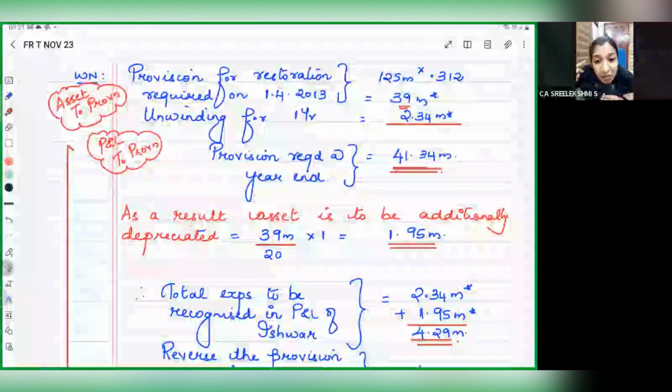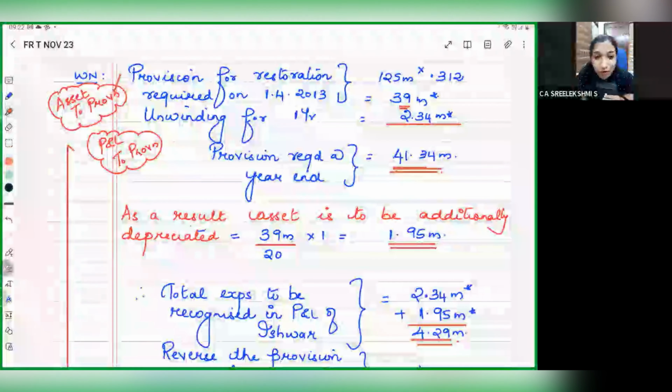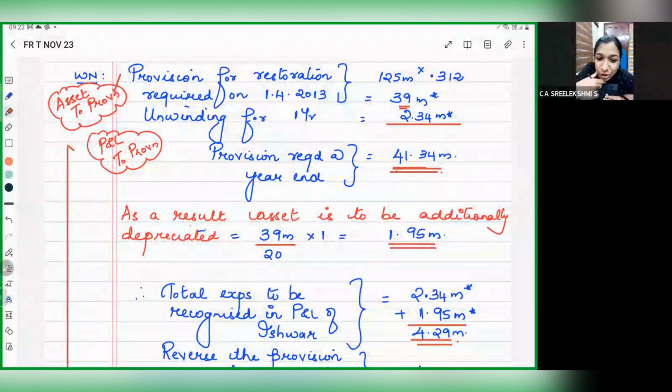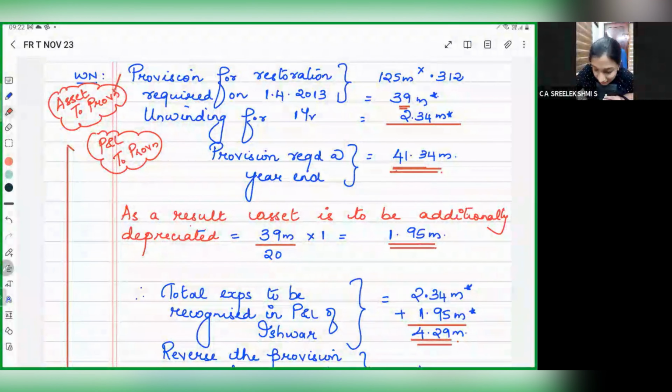39 million should have been capitalized. Entry should have been asset to provision and not P&L to provision. Asset to provision entry should have come, 39 million. Are you clear? Asset to provision entry should have been passed, 39 million, on 1st April 13. If such a provision has been created, the provision has to be unwound.